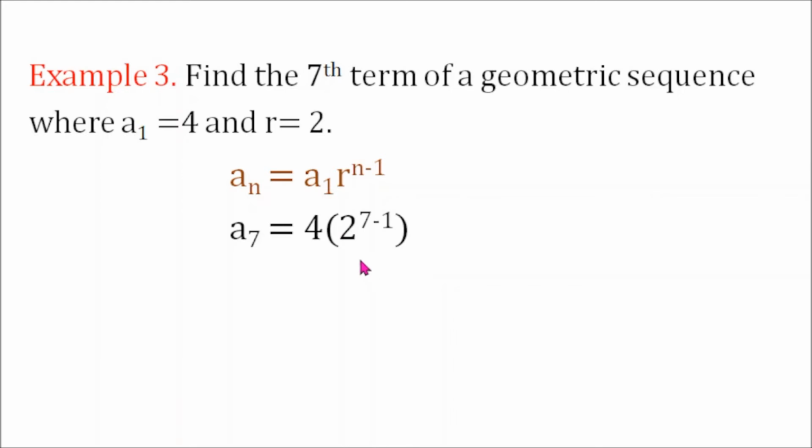And simplifying, we have a sub 7 equals 4 times 64. So 2 to the power of 7 minus 1 is 2 to the power of 6, and 2 to the power of 6 is 64. Now, 4 times 64 is 256. So this is our seventh term.